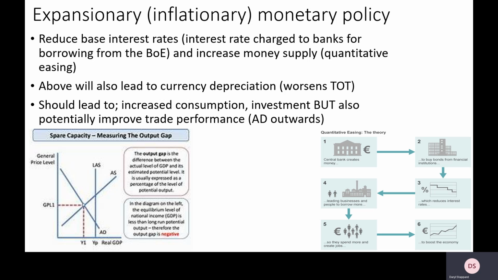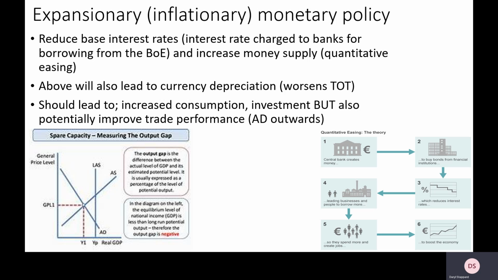But the idea is, if the central bank starts buying more bonds from these financial institutions, it would have the impact of raising the price of these different bonds. And that has the impact of reducing the yield, which in effect is the interest rate on these bonds. Now, when that happens, bond markets become less attractive.